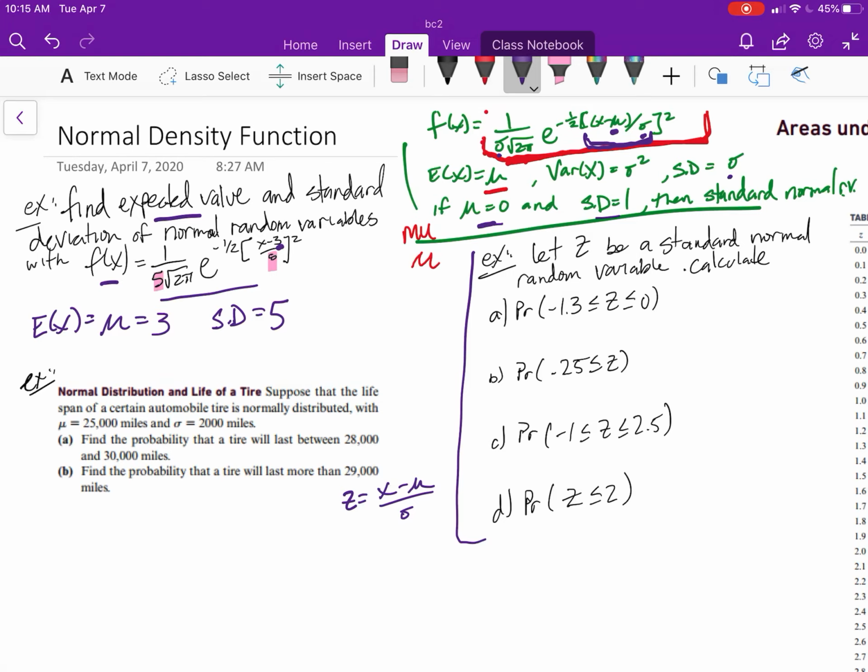If you're given that, look at the formulas, find your mu and sigma, and you have your expected value and your standard deviation.